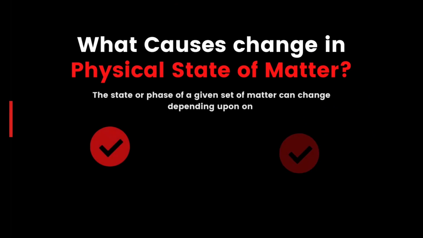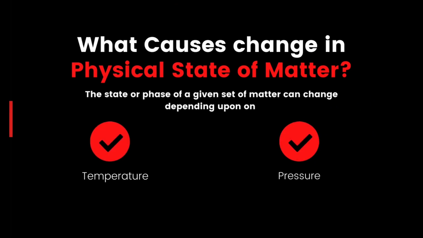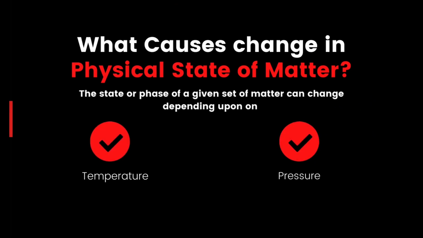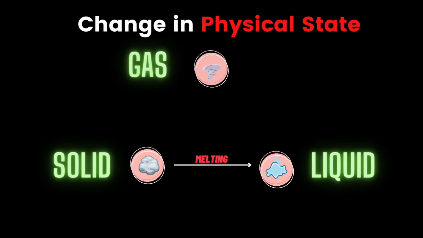Now, what causes the change in physical state of the matter? The state or phase of a given set of matter can change depending upon the temperature and pressure conditions, etc. Let's just take the two basic states of matter, solid and liquid. If you increase the temperature, the solid is going to melt down to form liquid. This process is called melting, and the point where the solid starts to melt is called the melting point of the substance. Now, let's just add the third state of matter, which is gas.